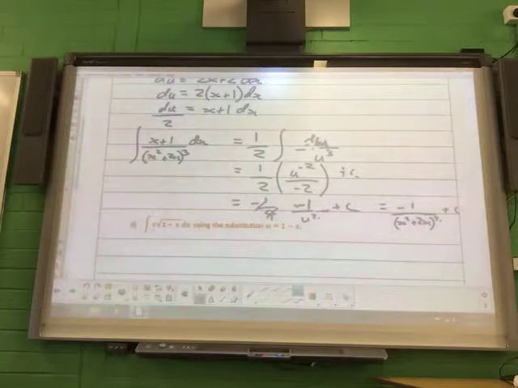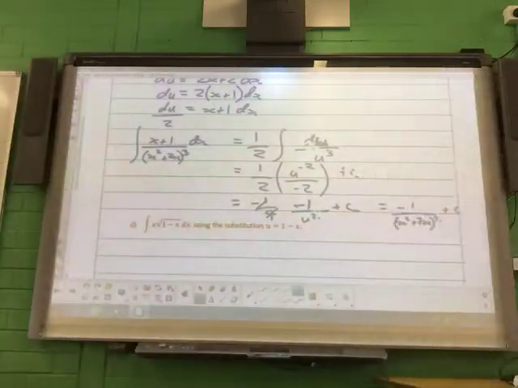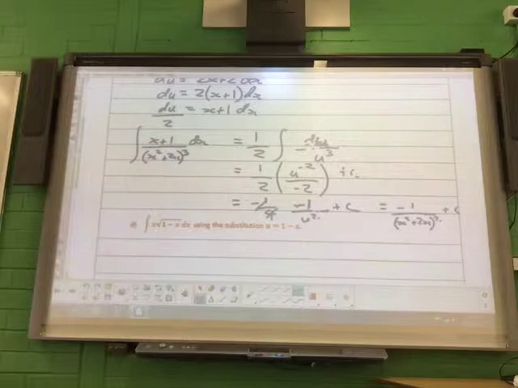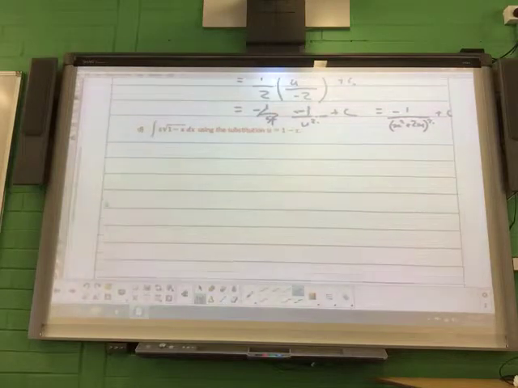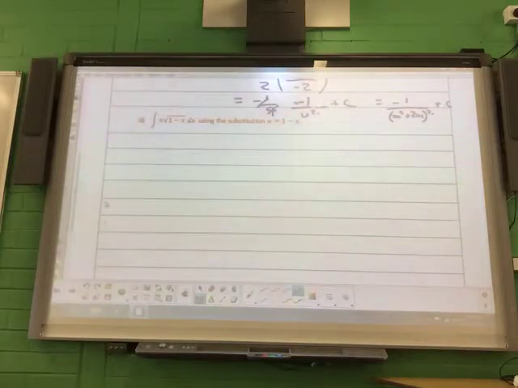So again, if I differentiate that, I should get back to what I was integrating in the first place. Right, this is basically the stuff you'll see in Extension 1. There are a couple of other things you need to do with integration, but this forms a foundation for Extension 2 integration. Any questions? Alright, we're getting this.